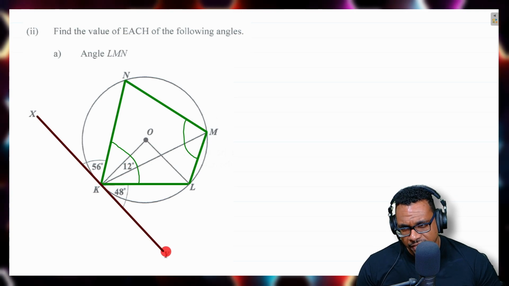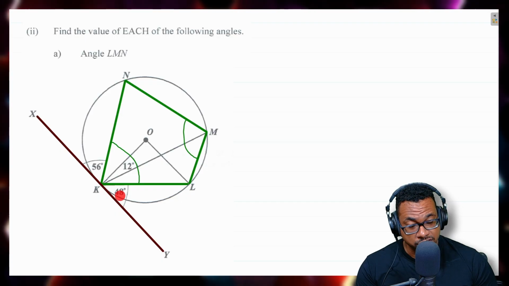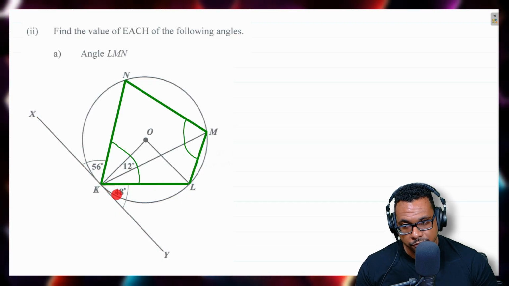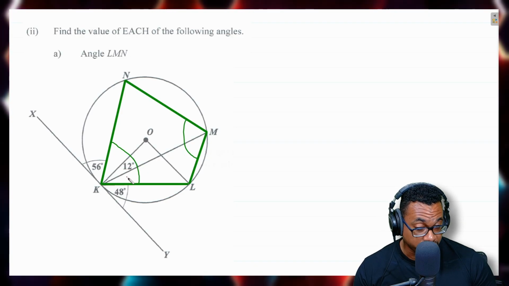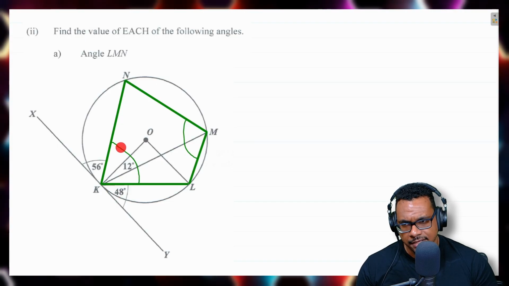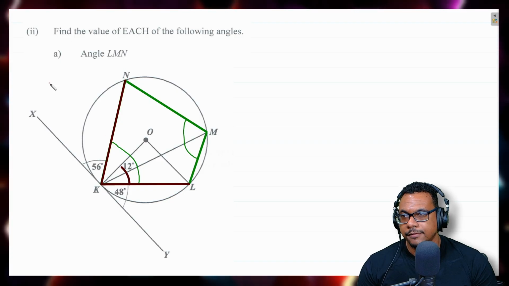Now, here we have a straight line, and we have here as 56 and here as 48. Now, we know the angles along a straight line must be equal to 180 degrees. So the 56 plus 48 plus this whole angle here must be equal to 180 degrees. So all we have to do is add up the 56 and 48 and take it away from 180, and we'll get this angle here. And this angle will be NKL.